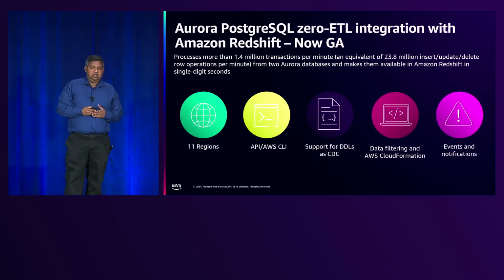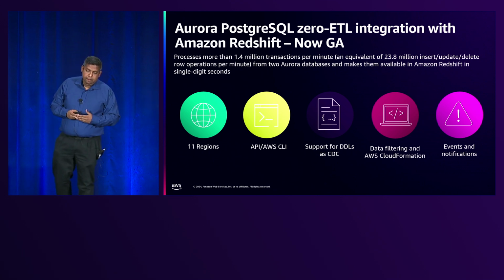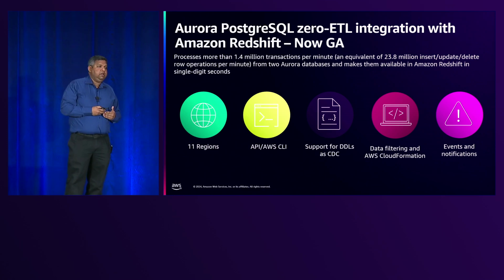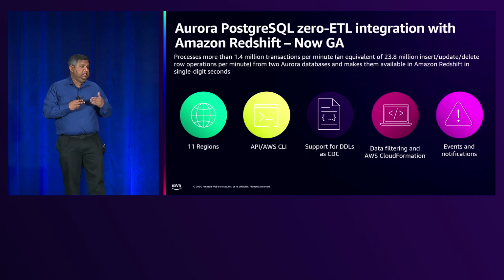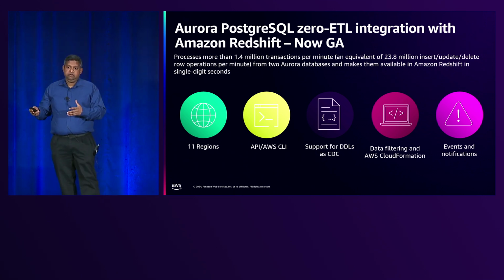Just a couple of months ago, we also announced the zero-ETL integration of Aurora Postgres to Redshift in GA mode, which means you can now use it for production use cases. Compared to what was earlier available in preview, the GA release now supports multiple databases that could be defined on your Aurora Postgres to be moved to Redshift with a single integration.